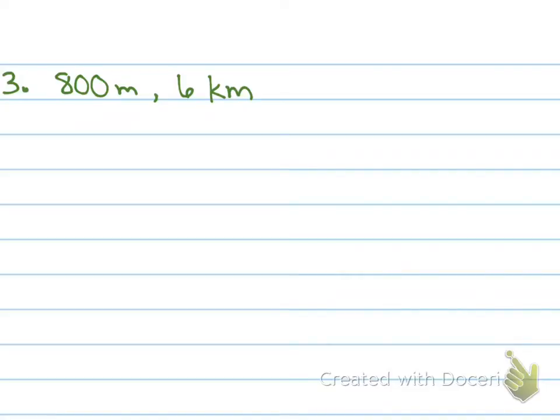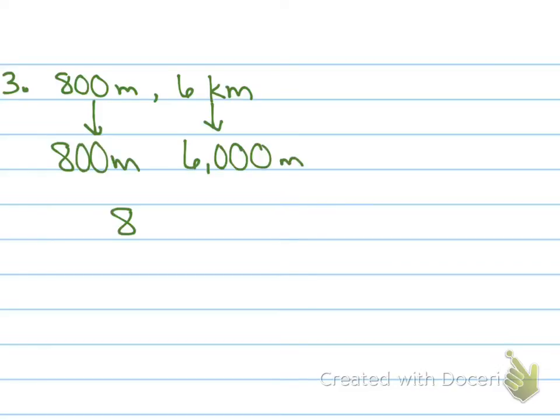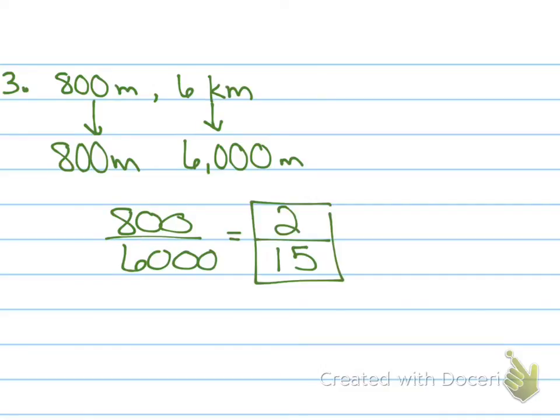800 meters to 6 kilometers. Write them in the same unit and as a ratio. There are 1,000 meters in a kilometer, so 6,000 meters in 6 kilometers. So 800 to 6,000. Is that my final answer? No, I gotta reduce. 2 to 15. All right, and if you understand that, that's everything you need to know for 8.1.